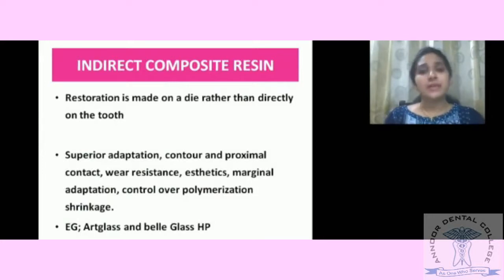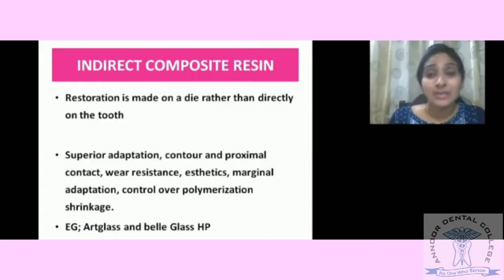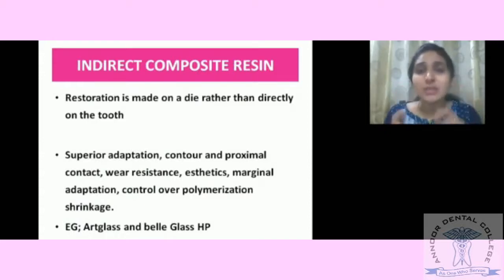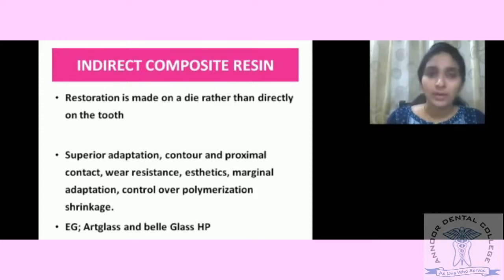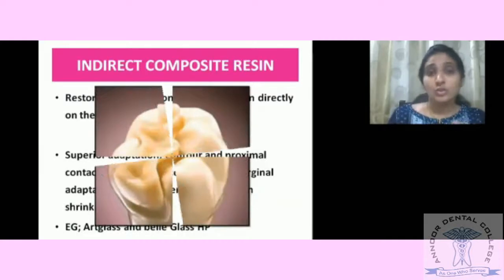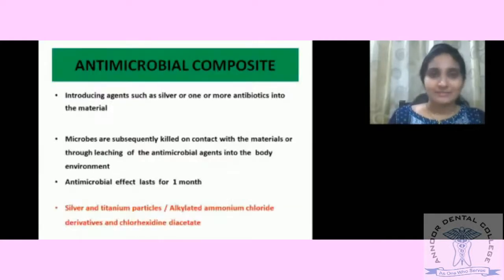Moving on to indirect composite resin. Indirect composite resin, as the name indicates, is restorations made on a die rather than directly on the tooth. Since a restoration is made on a die, the most important advantageous property is that we get superior adaptation, contour and proximal contact, wear resistance, aesthetics, marginal adaptation, and control over polymerization shrinkage. It's a very important point. We get control over polymerization shrinkage. So this is an indirect composite resin.